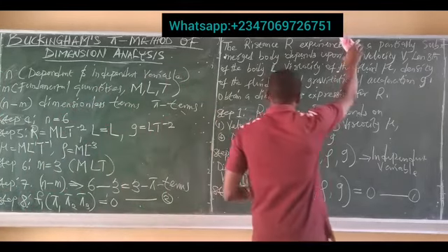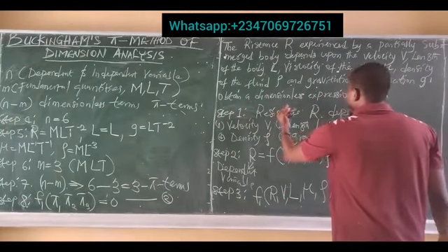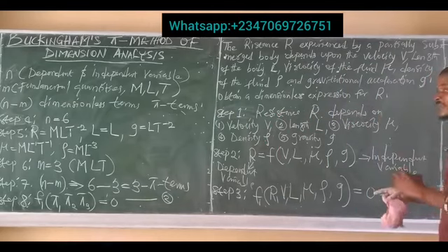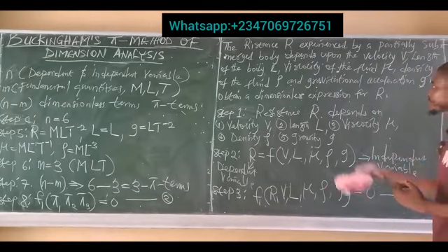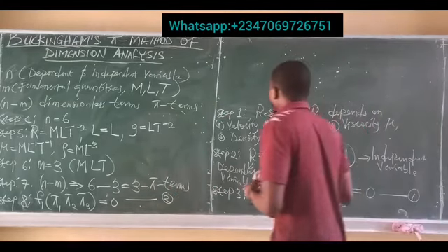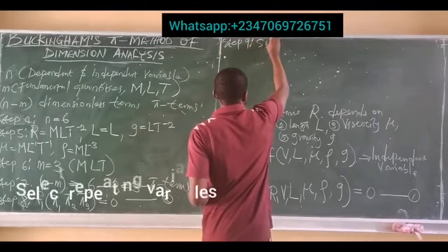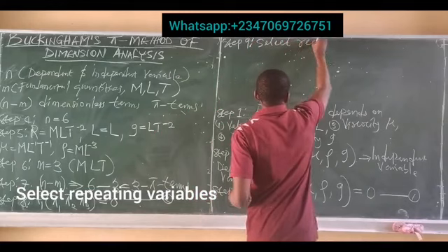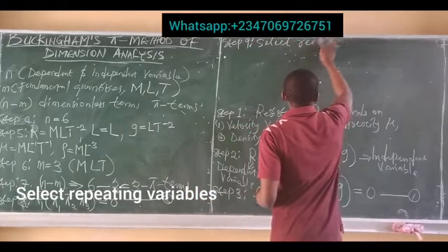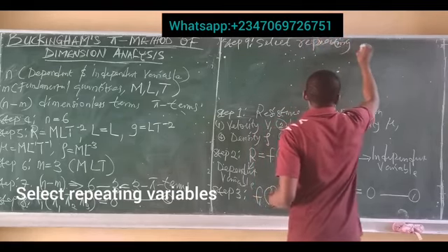So I'm going to wipe the question now, not forgetting the question says we should obtain a dimensionless expression for R, which is the resistance. So what we are trying to do now is to find an expression for the resistance R. All right. So step 9 is to select repeating variables.